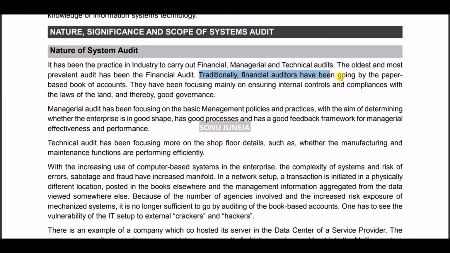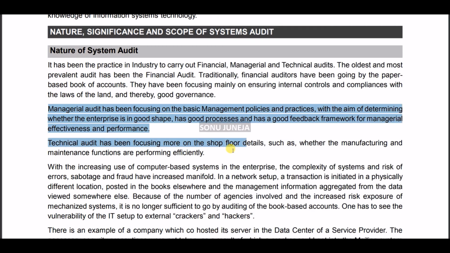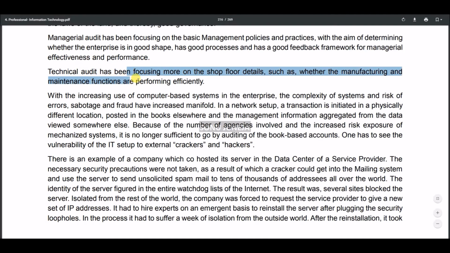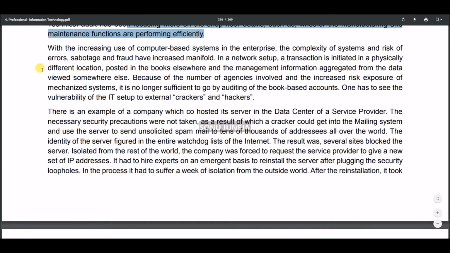So traditionally, financial auditors have been going to the paper-based books of accounts. They have been focusing mainly on ensuring internal control, compliance with the laws of the land, and thereby going for good governance. The managerial audit has been focusing on basic management policy practices, internal control mechanisms that make sure it is in good shape, has a good process, feedback framework, effectiveness and performance. Now, technical audit focuses more on shop floor details, where the manufacturing and maintenance functions are being performed efficiently and correctly.